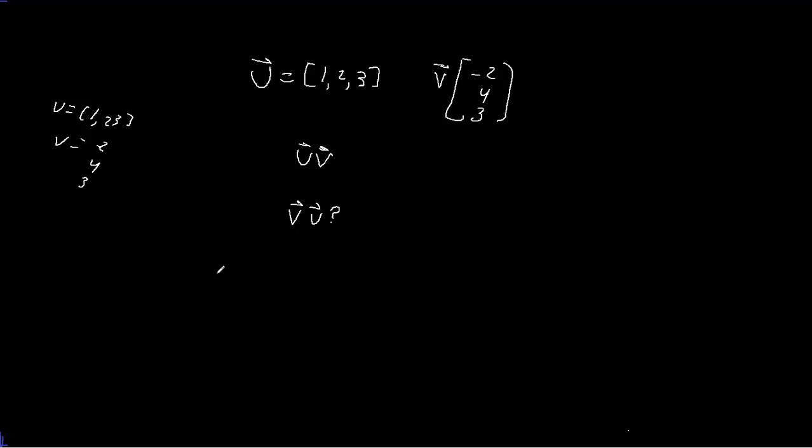Can we do this? Well, let's think for a second. V is a 3-row, 1-column matrix. U is a 1-row, 3-column matrix. So our inner dimensions match. Let's do this in green. Our inner dimensions are both 1, so they match. Our outer dimensions, 3 by 3, mean that this does indeed work, and VU is going to be a 3 by 3 matrix.